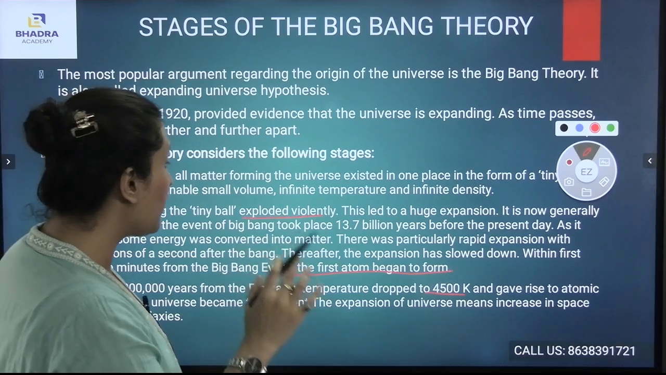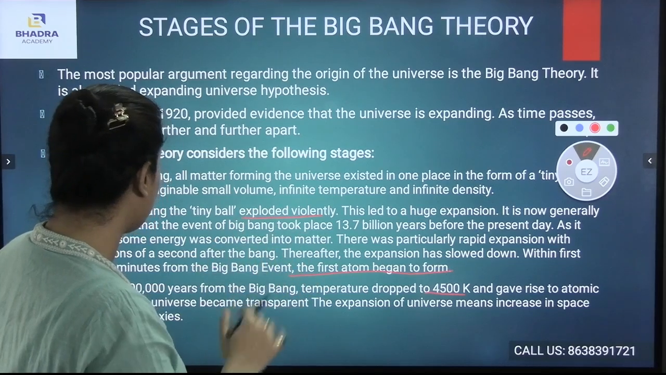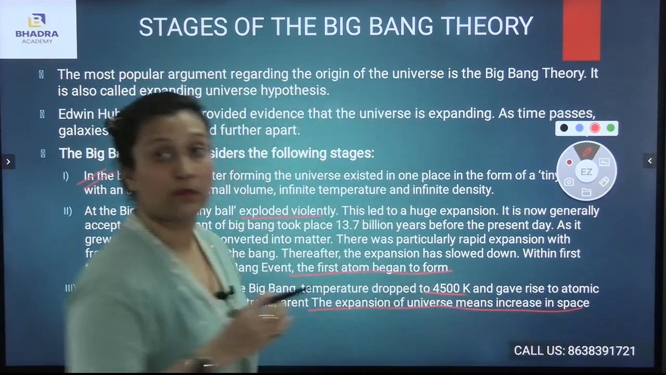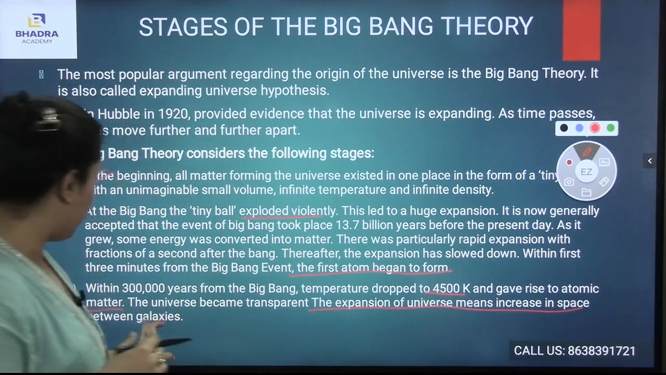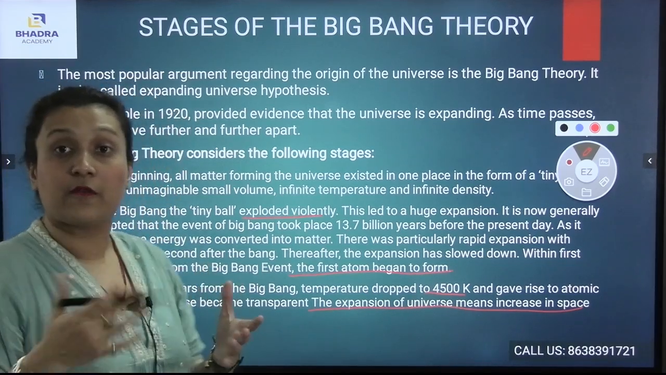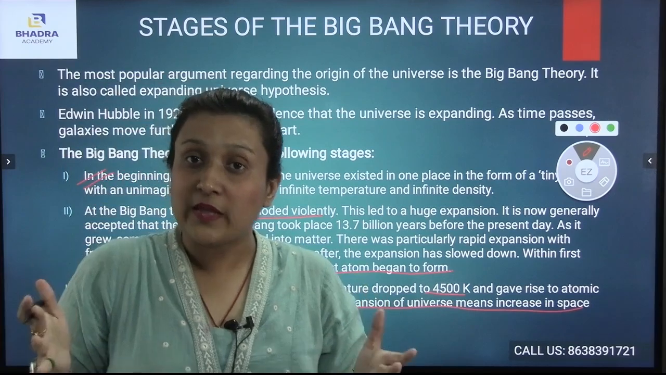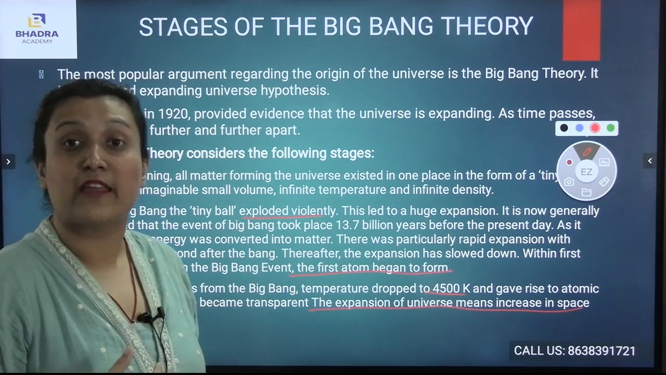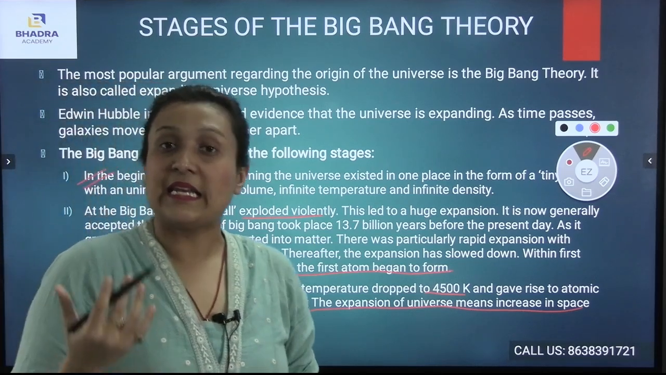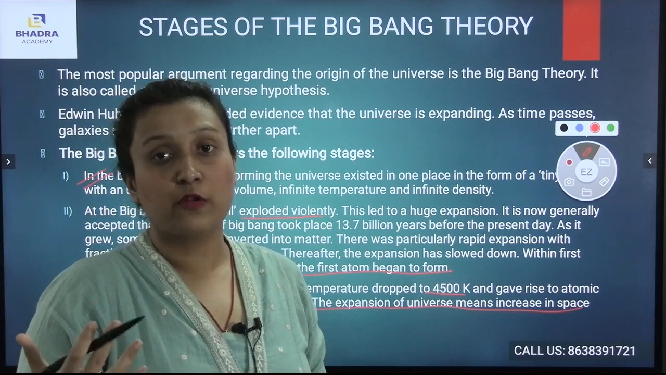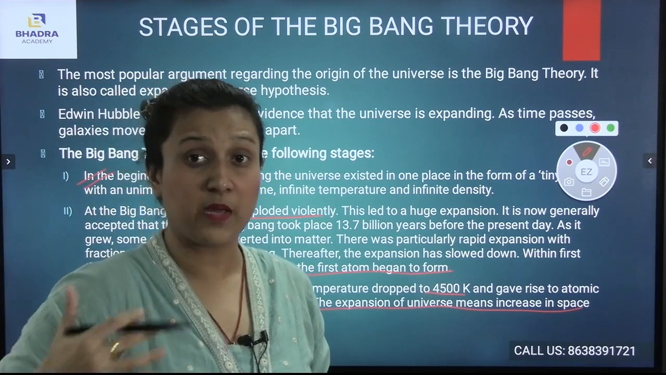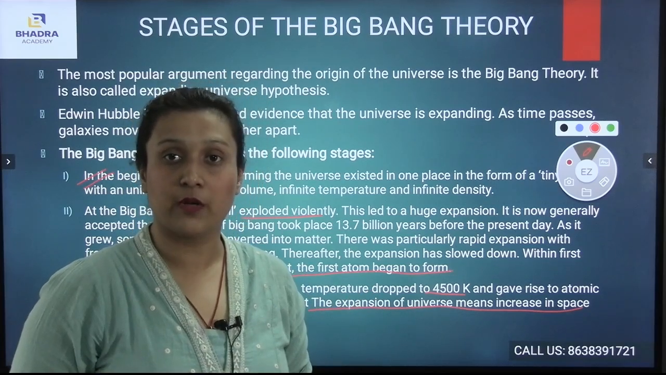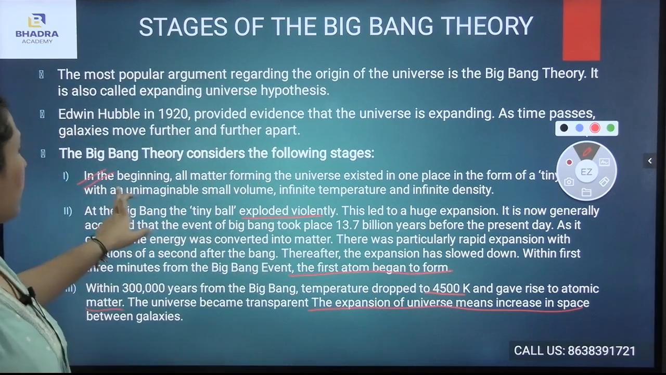The expansion of the universe means an increase in space between galaxies. What do we mean by the expansion of the universe? It means an increase in space between the galaxies, and this is termed the Big Bang theory or the expansion of the universe. In easy language, the Big Bang theory also means the expansion of the universe. So let me repeat the first stage again.